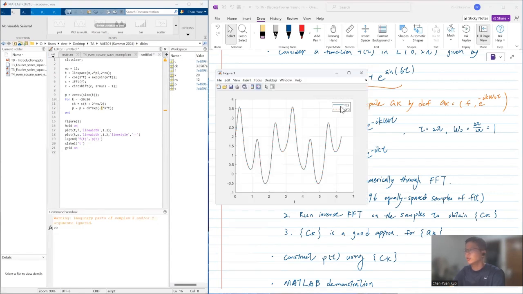So here there are two lines in this plot, the blue line and the red dashed line. The blue line will be the original function, and the red dashed line will be the approximation for the function. And you can see in this plot, we basically have obtained a very good approximation p(t) for the original function f(t).